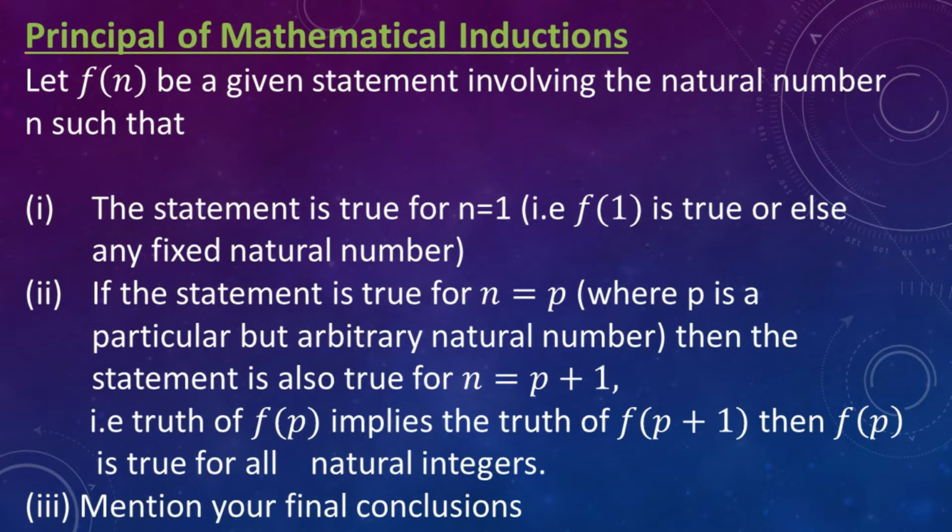So that is our mathematical induction principle. First, you have to show n equal 1, or any fixed integer, is true. Second, you have to assume n equal p is true for any natural number, and next you have to show n equal p plus 1 is true. If it is true, your statement is completely true using mathematical induction. If n equal p plus 1 is not true, the whole equation will not be true. So that is the mechanism, the principle of mathematical induction, right?